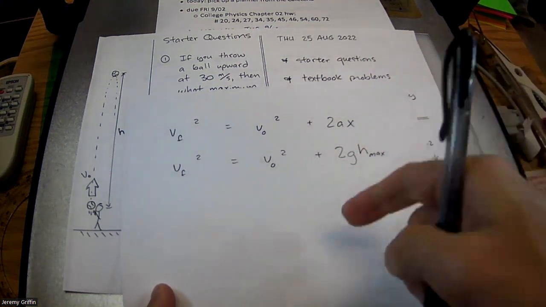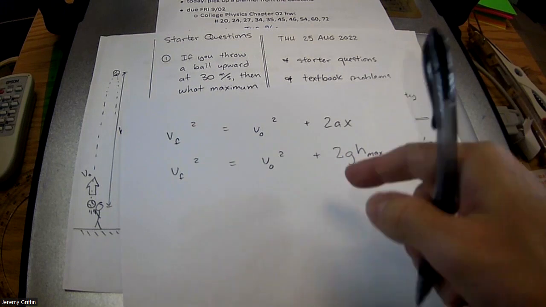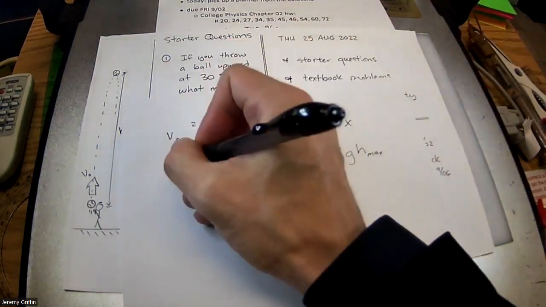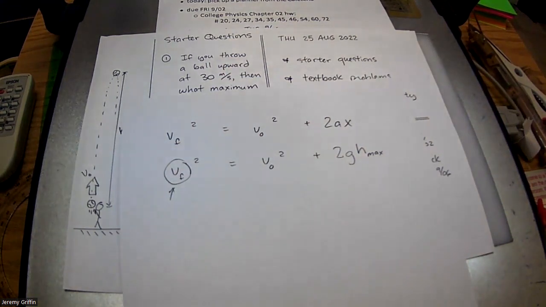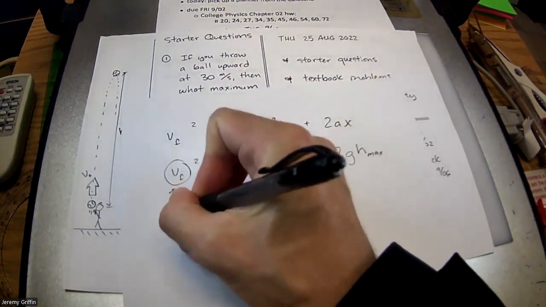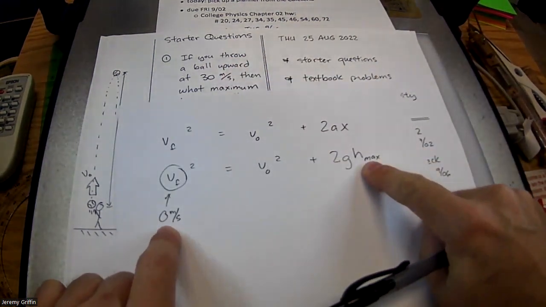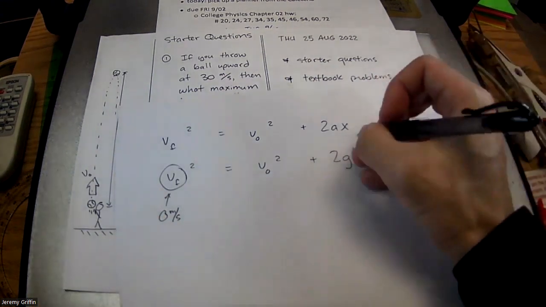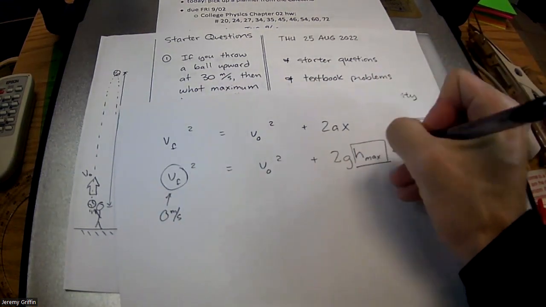Now at h max, you guys said that what's this number equal to again? 0 meters per second for h max, right? So those two go hand in hand, and we're solving for this h max.